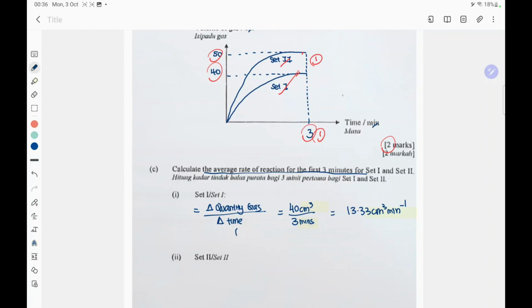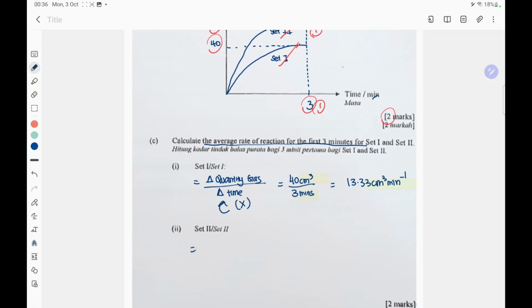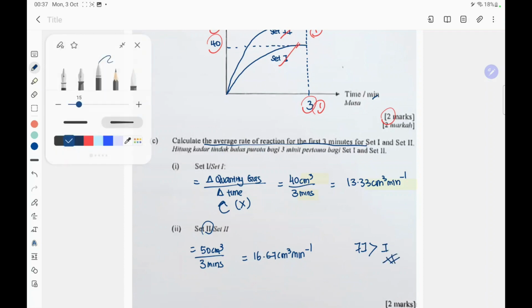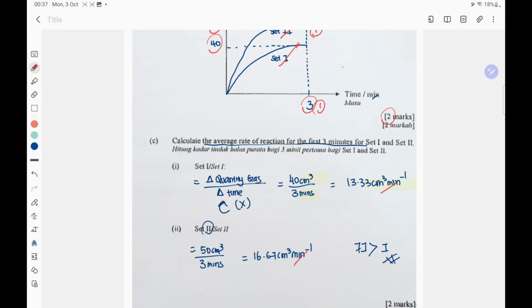This one, if you don't have it, it's okay. This is not necessary, this is for the explanation purpose. And the second set is 50 cm cube per 3 minutes. So when you divide on your calculator, you can get 16.67 cm cube per minute. So here you can see the rate of reaction for this second set is faster or higher than the first set. So here you have your first mark, you have your second mark, you get your 2 marks.